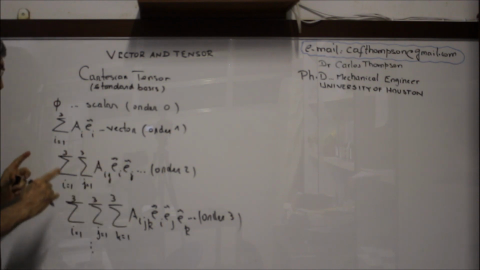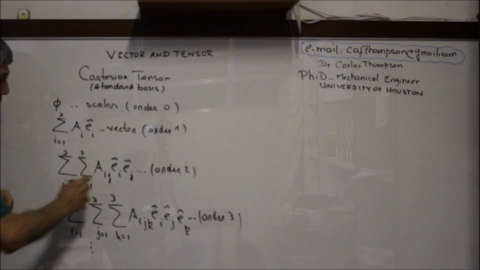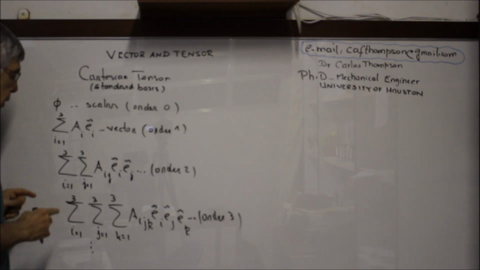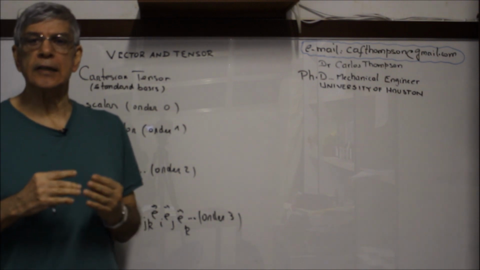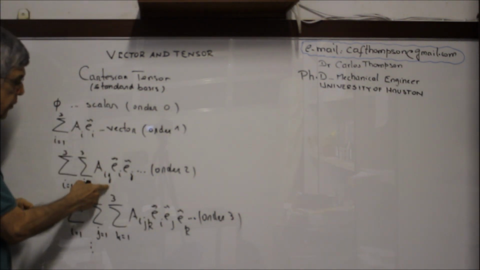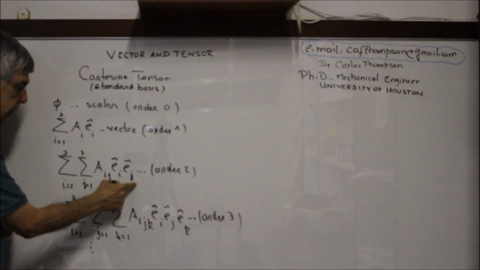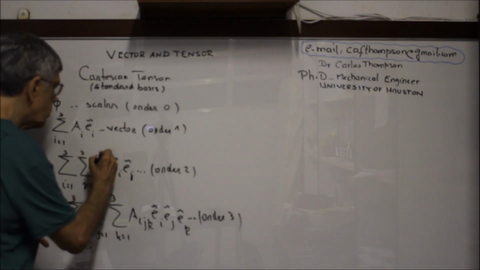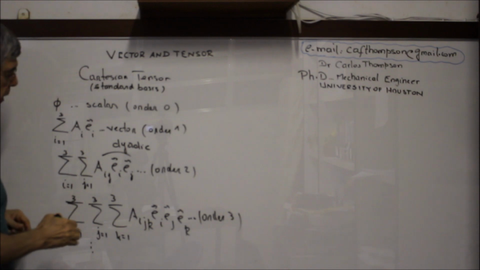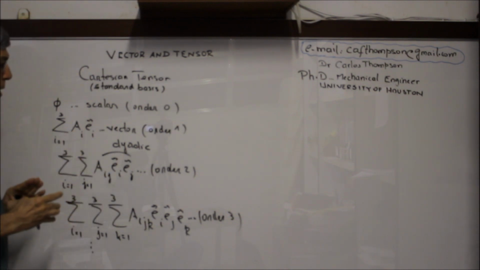You already know, and used, a component of a tensor of order 2. I'm sure of that. When you play with matrices, you used, I'm sure, Aij. You didn't use this. This is called dyadic. Now, I'll give you an example.